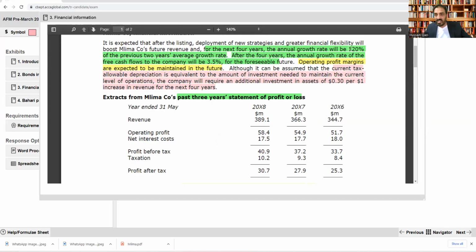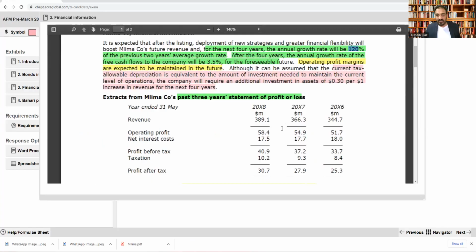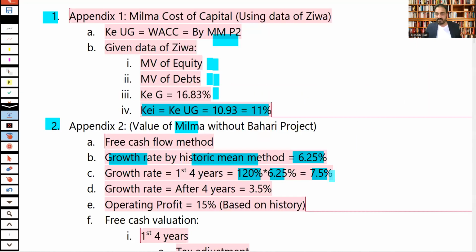Then the examiner mentioned 120% of the previous 2 years average growth rate. So you will apply 6.25 into 120%. That's 7.5%. This is the revenue growth, 7.5%. So take out the value of 389.1 and then apply the growth rate 1.075.